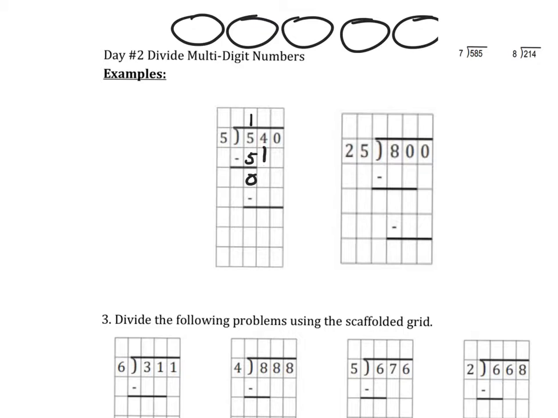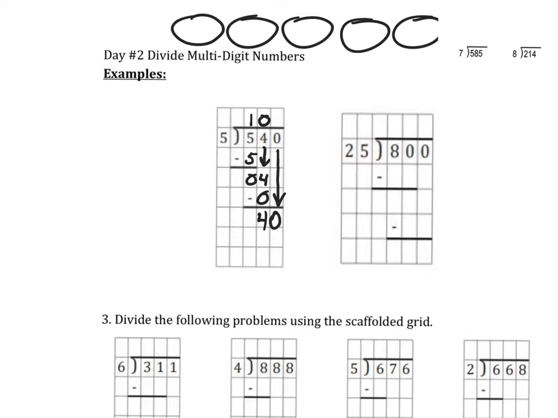The 4 has to come down, and that's a step that many kids struggle with. So the 4 comes down, and this is the trickiest of all. How many times does 5 go into 4? Well, it doesn't go in there at all, but you still have to take that place value up there. So 5 does not go in the 4. It goes in there 0 times. So 5 times 0 is 0. Now 4 minus 0 is 4. We have to bring this 0 down.